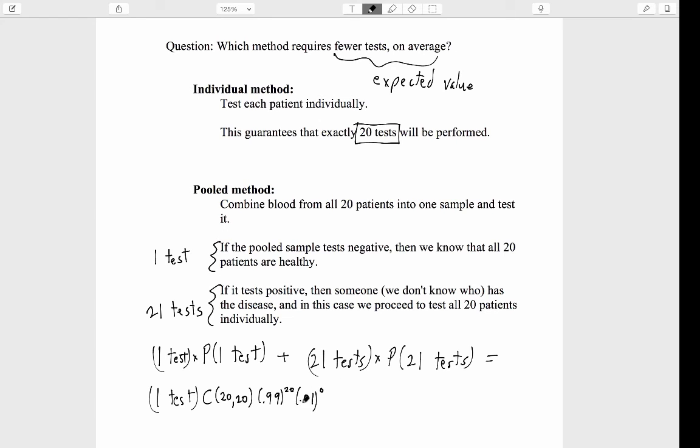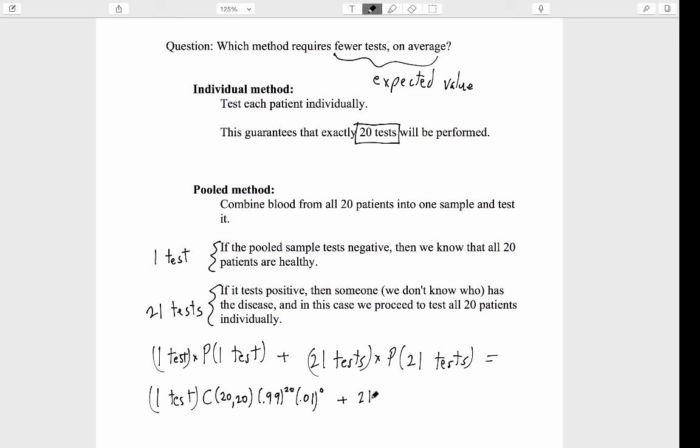This is mathematically equivalent to an experiment where we flip 20 coins, and each individual coin has a 99% chance of showing heads and only a 1% chance of showing tails. If you wanted to compute the probability that they all show heads, that's analogous to all 20 patients being healthy, this is the probability you would have to compute.